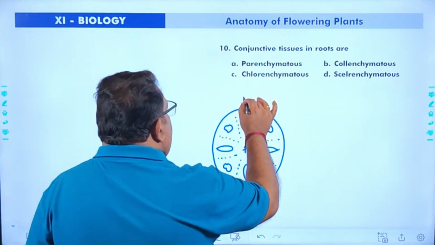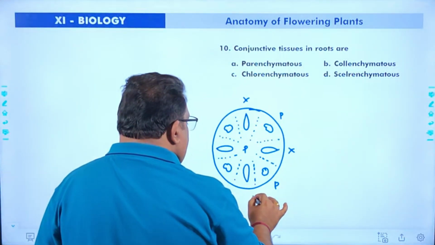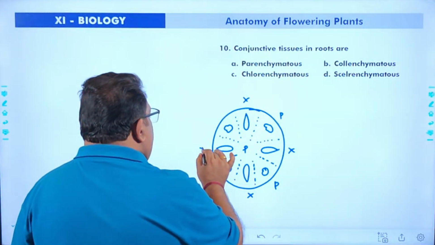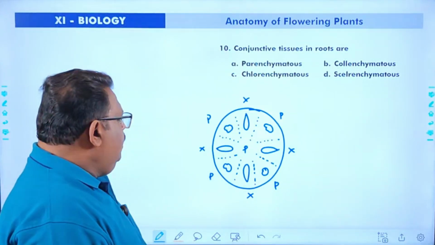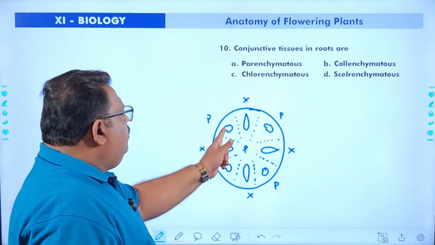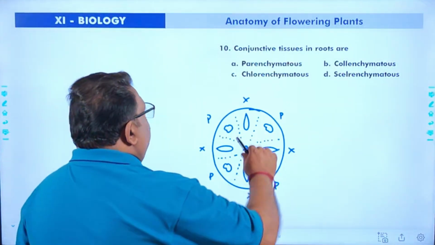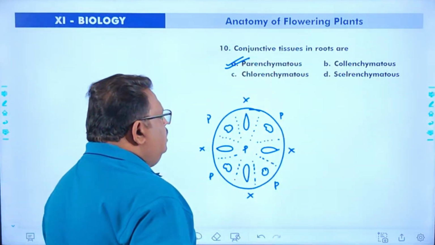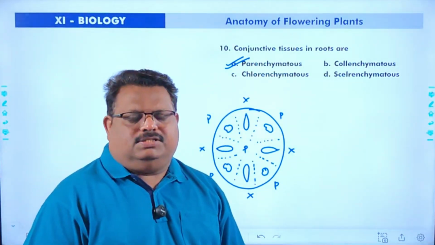So this is xylem and this is phloem. Xylem, phloem, xylem, phloem, xylem and phloem. So this kind of arrangement is called radial vascular bundle. So in radial vascular bundle, in between adjacent xylem bundle and phloem bundle, the parenchymatous tissue present is called conjunctive tissue. So conjunctive tissues in roots are parenchymatous.